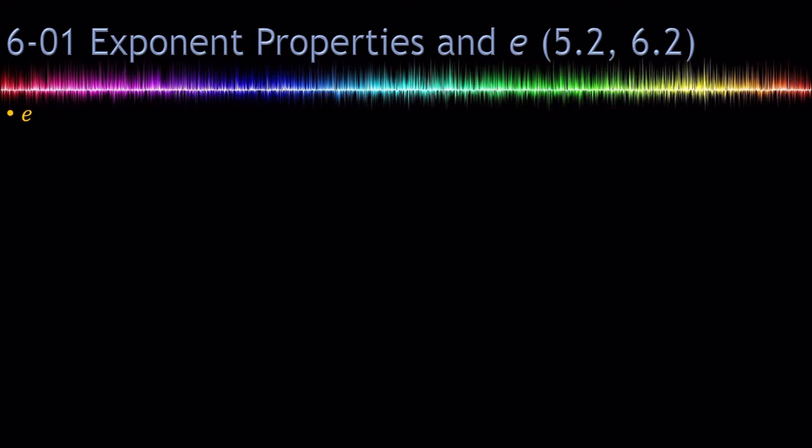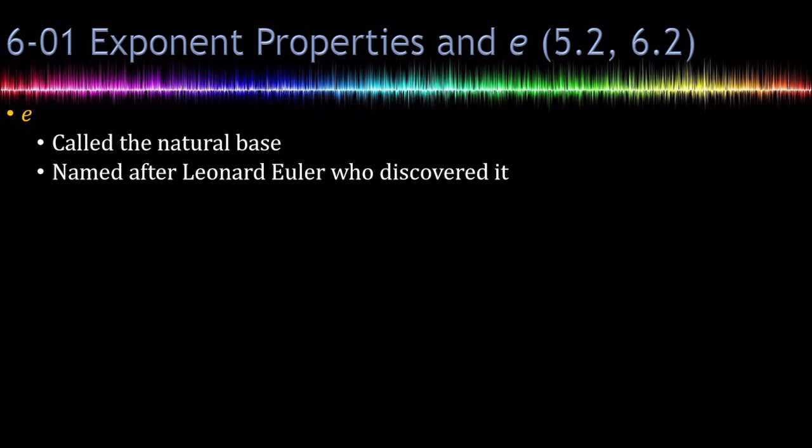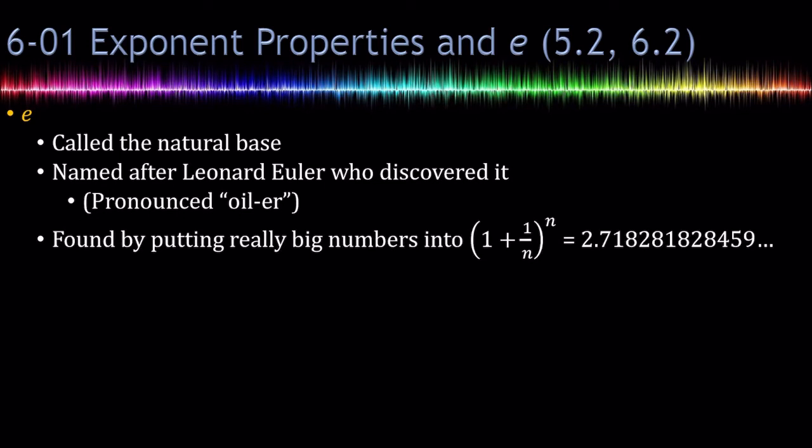Something else we're learning about is the number E. I mean, it looks like a letter, but it's actually a number, E. We call it the natural base. It's incredibly useful in calculus, because calculus deals with derivatives and integrals, and E as the base makes derivatives and integrals very easy. It's named E after Leonhard Euler, pronounced Euler, who discovered it. It's found by putting really large numbers into this expression, which comes out to be about 2.718.